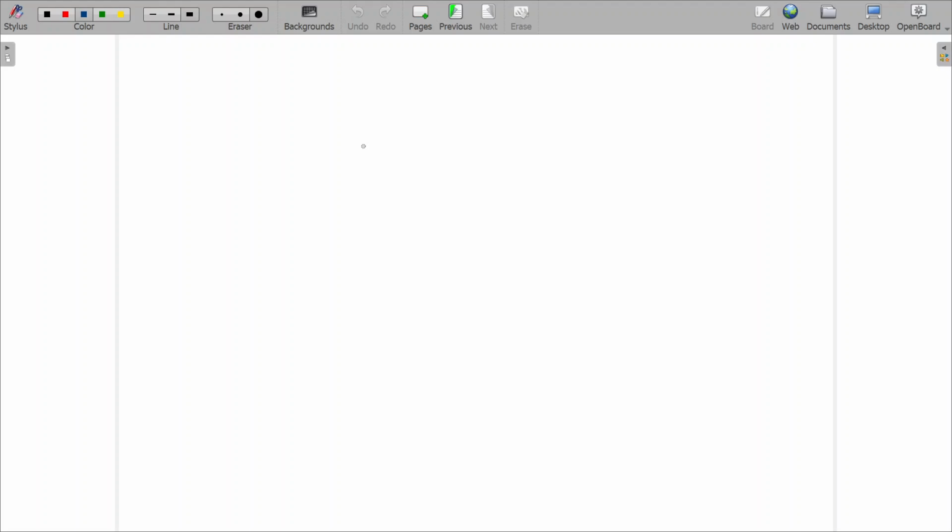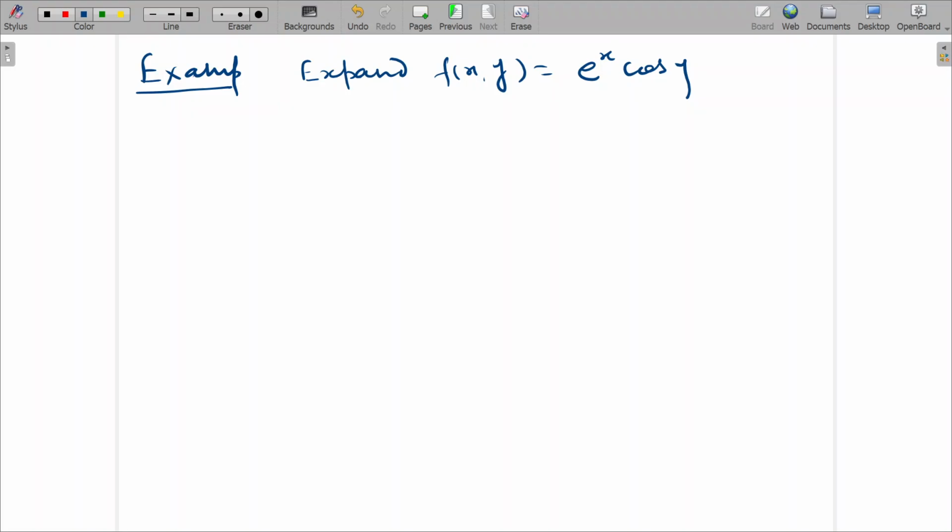So our first example is, we have to expand the function f(x, y), which is given as e to the power x cos y, about the point (1, pi by 4). Okay, so we have to expand this.